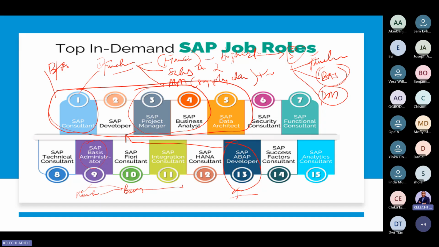So if you want to come into SAP and get into the market pretty fast, you need to sit within these three roles. That is, you come in as a functional person, as a BA, or as a PM. But if you have all these three skills, wonderful. I mean, you set yourself in a very good position.